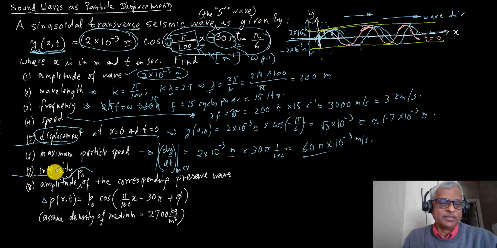So now the part that we want is intensity. Let me erase this and get a clean space. For intensity, we notice that we have a medium of particles, and the medium is three-dimensional. Each particle is executing up and down simple harmonic motion, and the energy is going in that way, right? So what's the intensity?